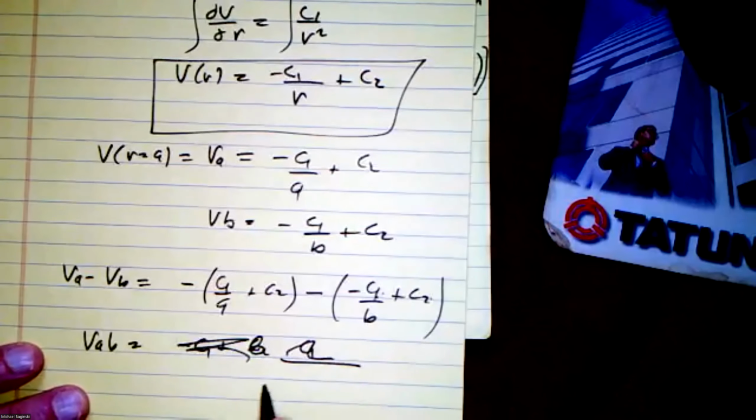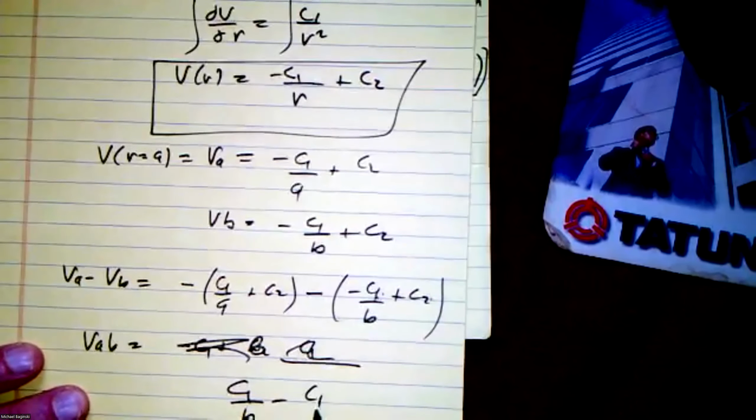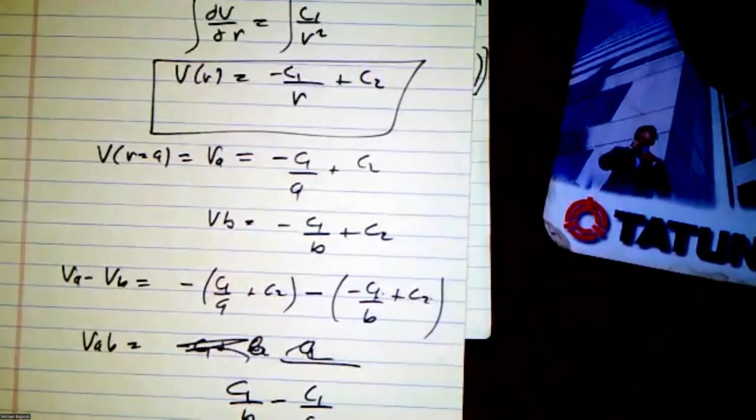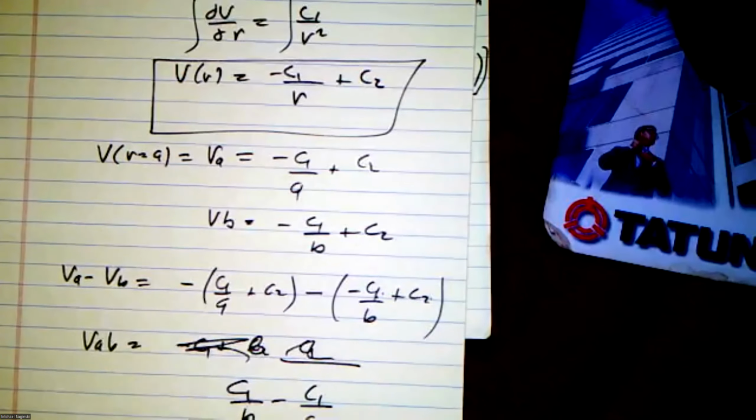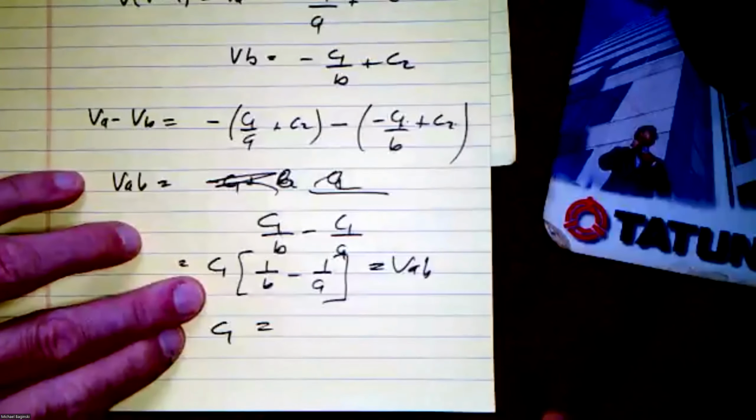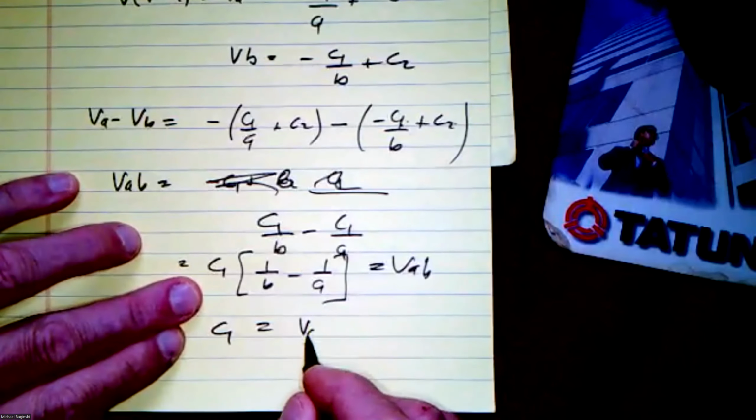So it'd be, let me do it this way, C1 over B minus C1 over A. So I can say that C1 times 1 over B minus 1 over A, I'm assuming B is larger, is equal to VAB, or C1 itself would be equal. Can you size your page up just there? Yeah. C1 itself is going to be equal to simply VAB over 1 over B minus 1 over A.